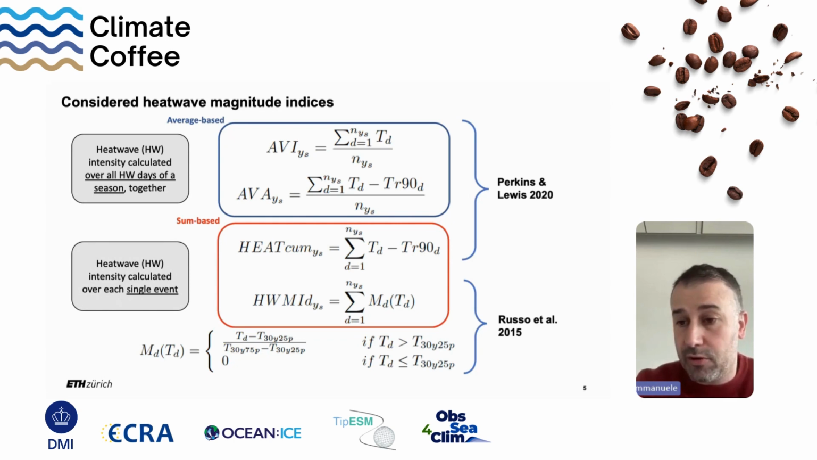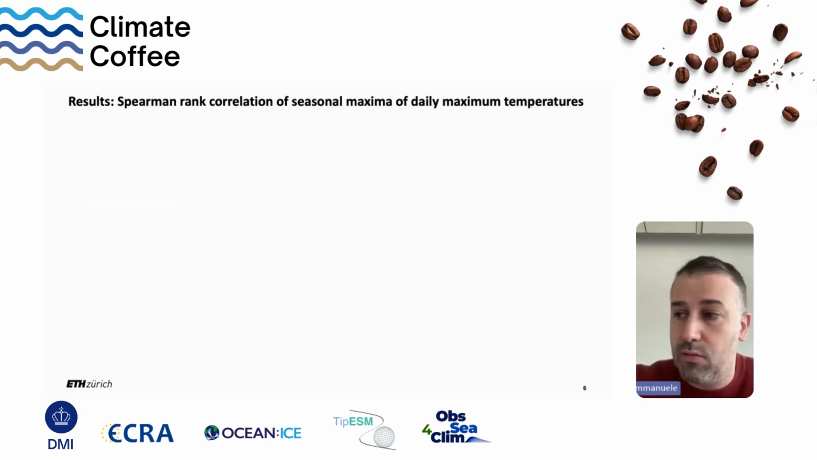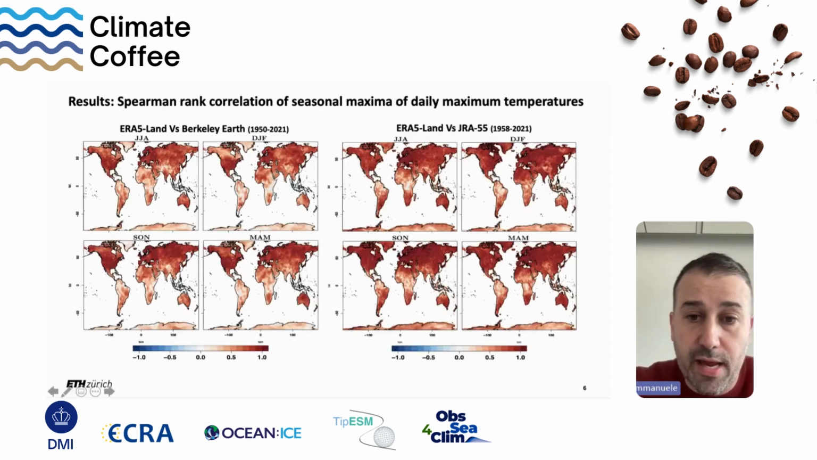And here, before going to the results of this comparison, I just show the results of a comparison of the different data sets. As I said before, ERA5 land against Berkeley Earth for the entire period 1950 to 2021 on the left-hand side, and ERA5 land versus JRA 55 for 1958 to 2021 on the right-hand side. We applied the comparison for all the seasons. What I show here is the Spearman rank correlation of seasonal maxima of daily maximum temperatures over the considered period. What we saw is that in general, we have a good agreement between ERA5 land and the other data sets only for selected areas of the higher latitudes.